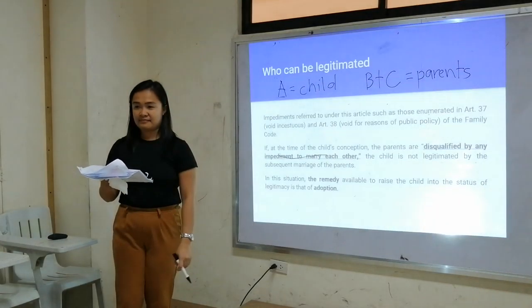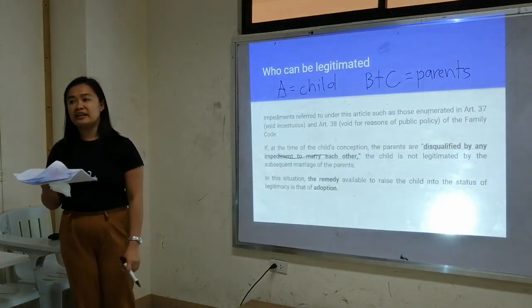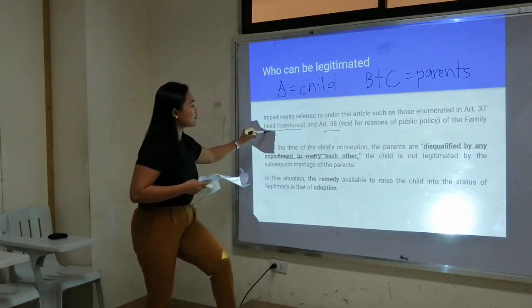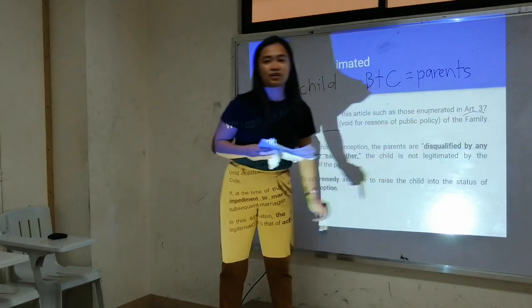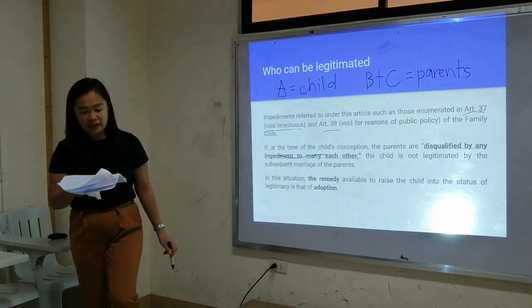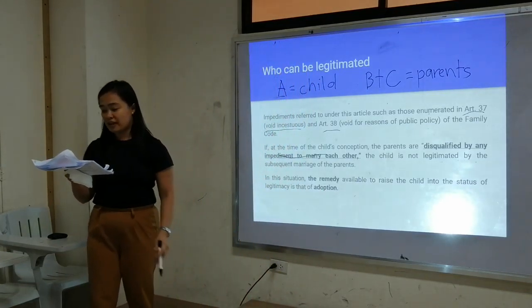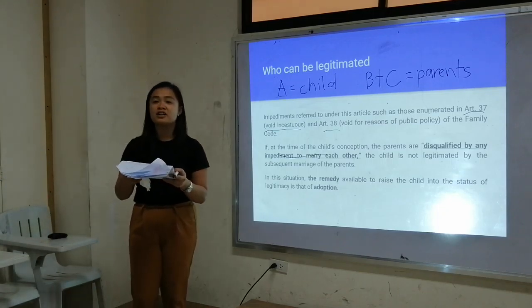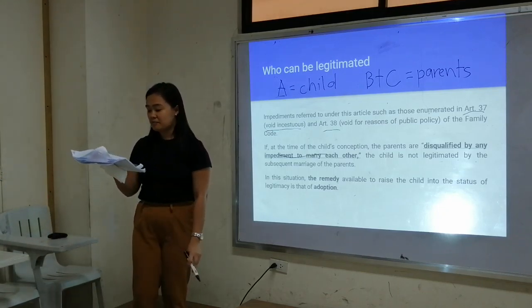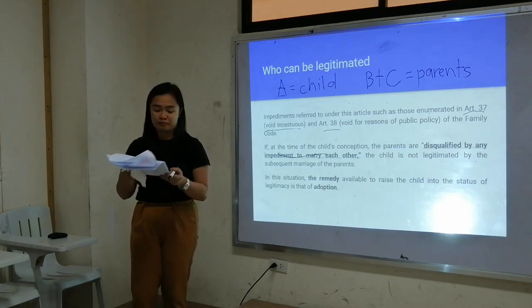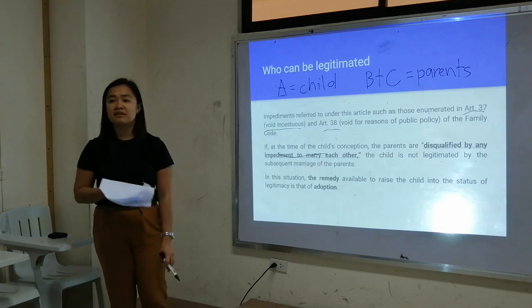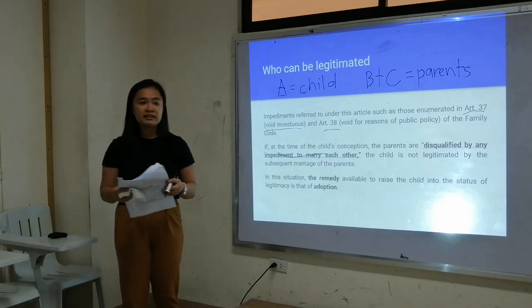Next slide, please. Impediments referred to here can be seen in Article 37 and Article 38 of the Family Code. If at the time of conception of A, parents B and C are disqualified by any impediment to marry each other, A is not legitimated by the subsequent marriage of B and C. The remedy to raise the child into the status of legitimacy is that of adoption.